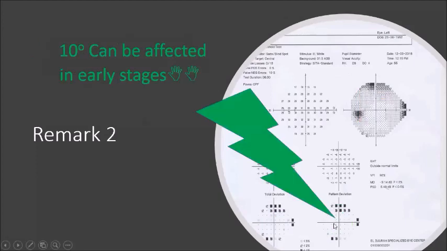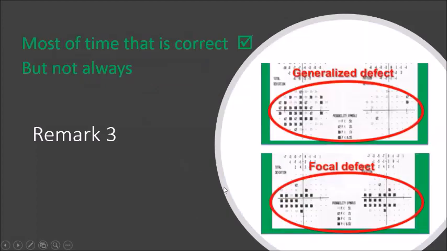Again, the central part should not be ignored in the early stages of glaucoma. We need to check it, especially if you have changes in the OCT in the central part. Again, this does not always mean generalized depression with no local changes. Sometimes this is not true.